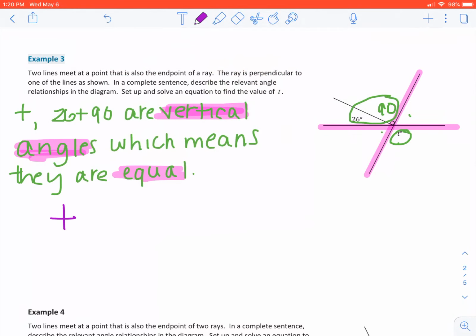T is one of the angles that I circled, and that's equal to the other angle, which is 26 plus 90. Now, this is easy to solve because T is already by itself. So all I have to do is pick up my calculator and do 26 plus 90. I'm just going to add those two together. I get 116 degrees. Now, notice that this just asked for the value of T. Okay, so here's my answer, value of T.